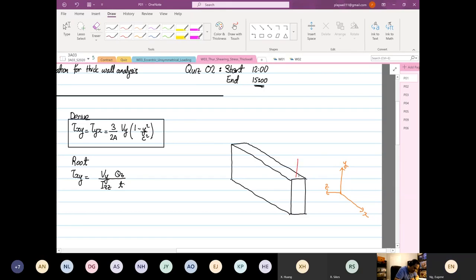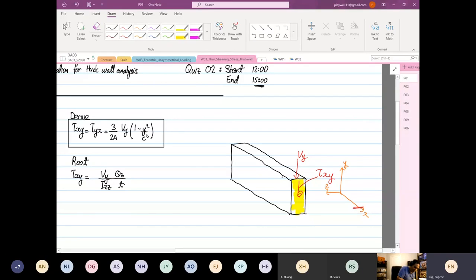The face that we are concerned with now, that we are calculating, is this face that I'm going to highlight in yellow. But the shear stress that we are calculating is this. So the yellow highlighted plane will intersect the x-axis, and the shear stress direction is in the y direction.